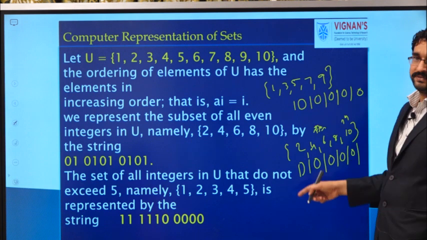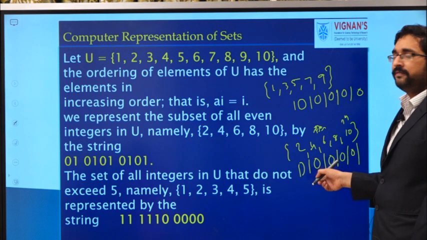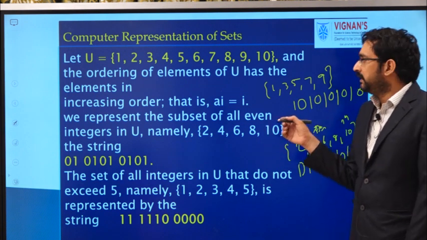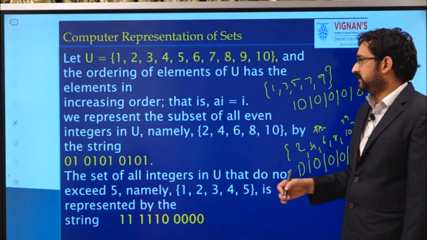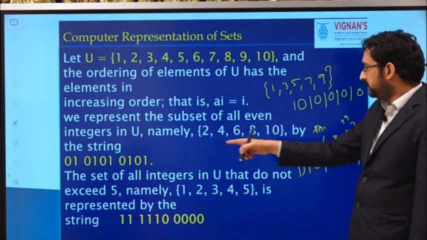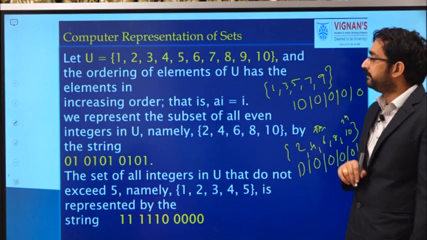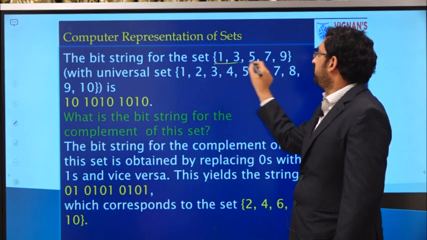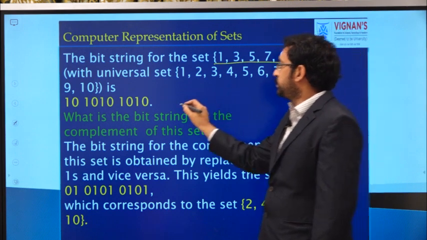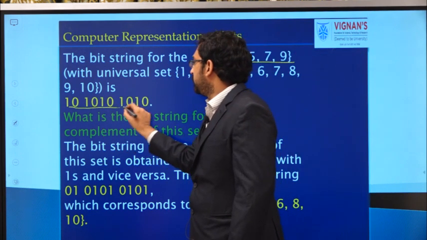So opposite to this one. This is the way of representing the set of all even integers in a bit string. 2, 4, 6, 8, 10 is represented by 0, 1, 0, 1, 0, 1, 0, 1, 0, 1. So for the set 1, 3, 5, 7, 9, its solution is 1, 0, 1, 0, 1, 0, 1, 0.